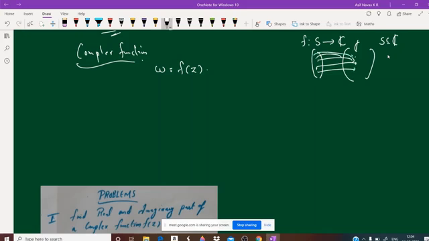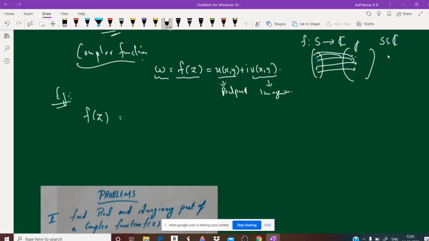Similarly, any function f of z can be written as the real part plus the imaginary part of the function. So u of xy is the real part of the function, and v of xy we denote as the imaginary part of the function. For example, if you have a function f of z equal to z bar, what is z bar? z bar is the conjugate of z.